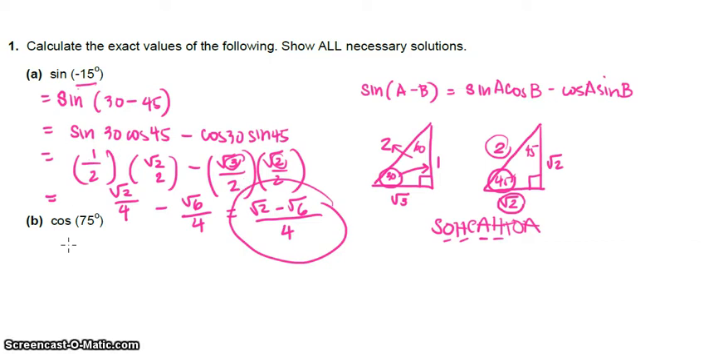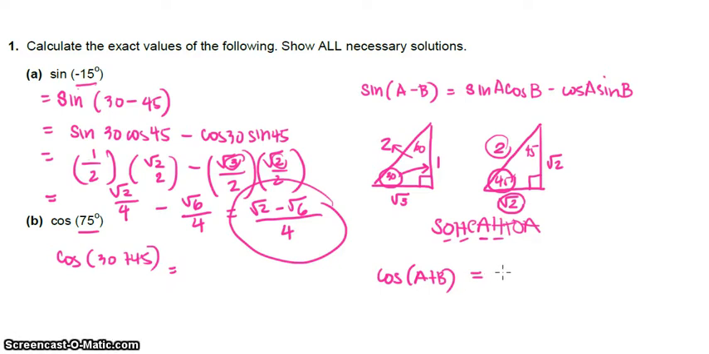So knowing this, it will be easier now to find cosine 75 because you are familiar with the idea. If I ask you what two angles, when you add or subtract them, will give you 75, for sure you will say, oh, I can have 30 and 45. So this is of the form cosine A plus B. But what is the identity for cosine A plus B?